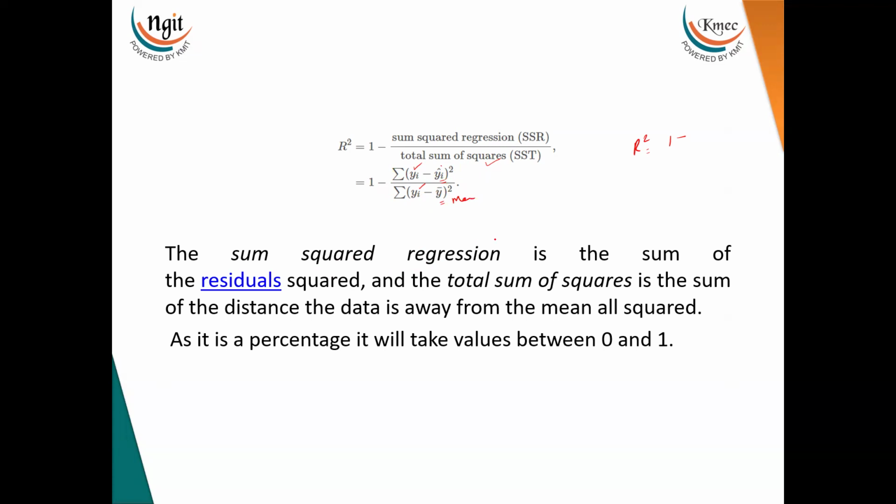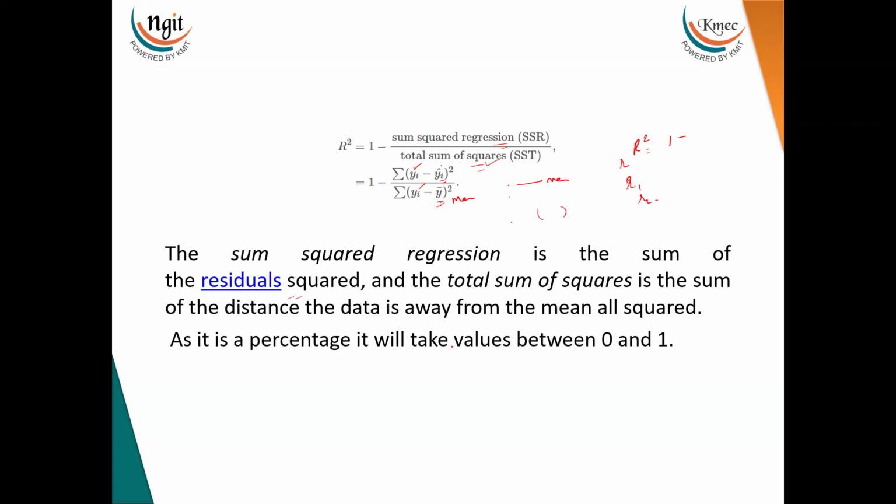The sum squared regression is the sum of the residuals squared. For each and every data point, we find out the errors, that is R1, R2, R3. We square all of them, and that is called the sum squared regression. And the total sum of squares is the sum of the distances the data is away from the mean, all squared. We calculate the mean, and for each and every data point, how much distance it is from the mean. That total square is nothing but the total sum of squares.